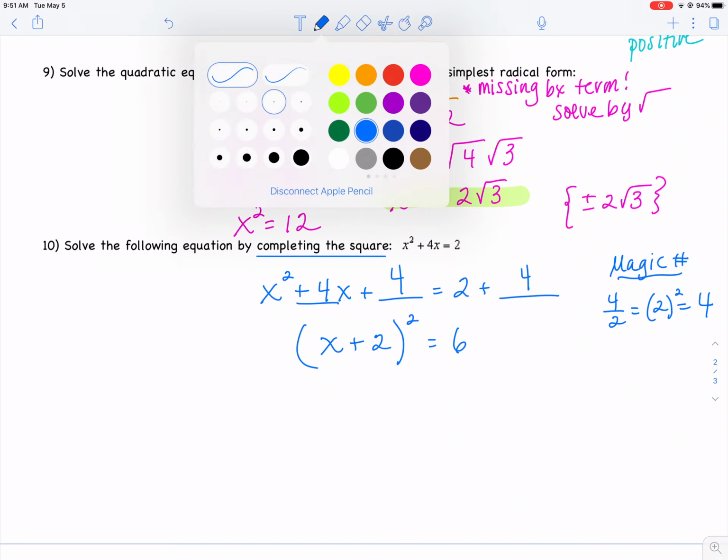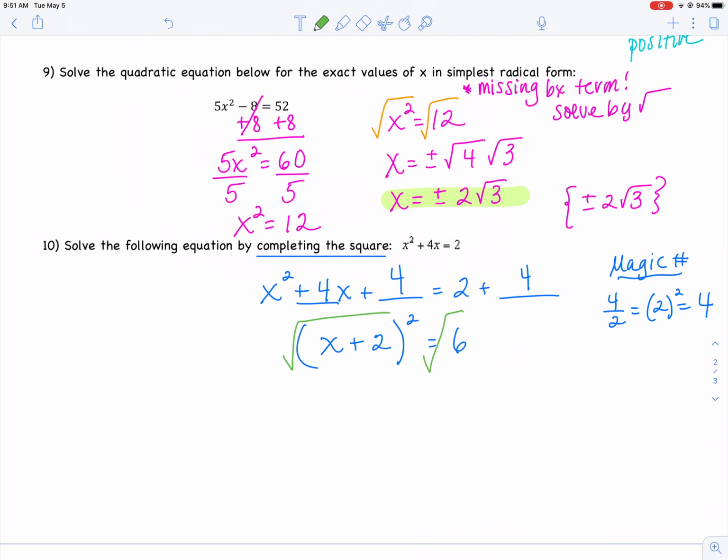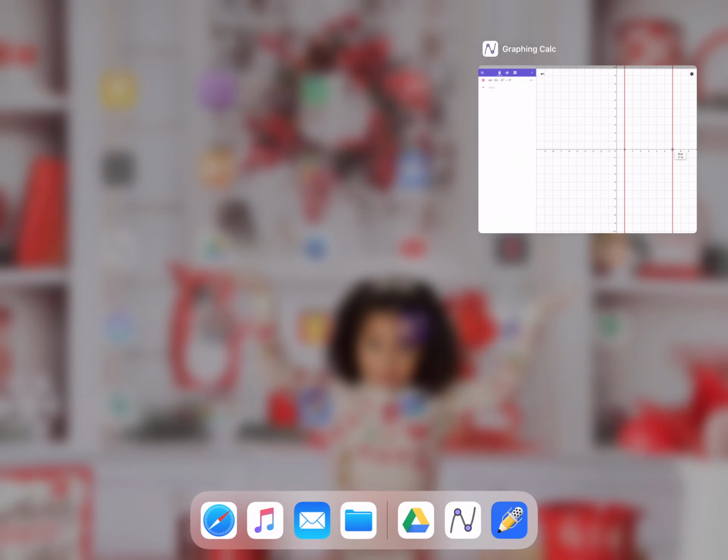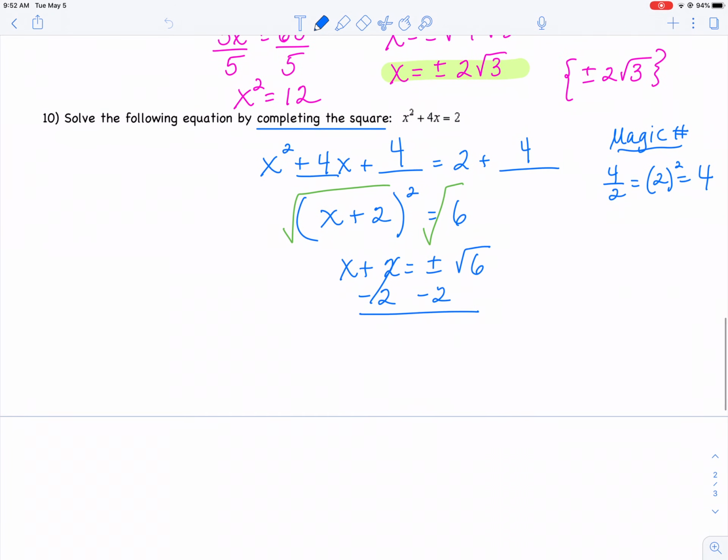6. So now take the square root, and I get x plus 2 equals plus and minus rad 6. Don't try to break down rad 6 into 2 and 3. Neither are perfect squares. So I'm just going to move that 2 over, and x equals, it's not letting me write, hang on. Okay. X equals negative 2 plus and minus rad 6. And those are your solutions. You could check it in the calculator, but that's it.